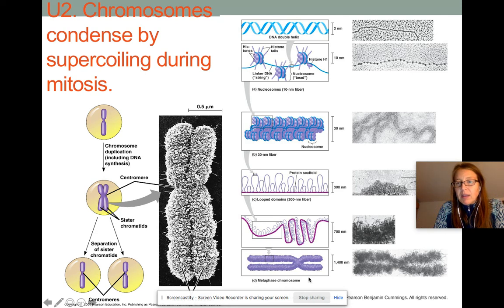This won't appear until you're well into prophase, part of mitosis, but this packing begins during the end of the G2 phase.